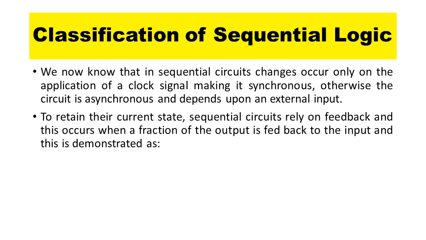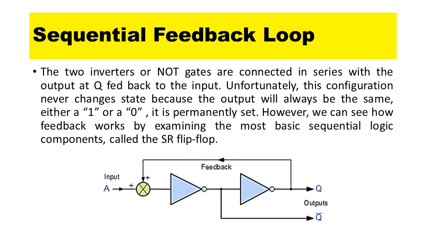To retain their current state, sequential circuits rely on feedback, and this occurs when a fraction of the output is fed back to the input, and this is demonstrated as two inverters, or NOT gates, connected in series, with the output at Q fed back to the input. Unfortunately, this configuration never changes state, because the output will always be the same, either A1 or A0, it is permanently set. However, we can see how feedback works by examining the most basic sequential logic components, called the SR flip-flop.